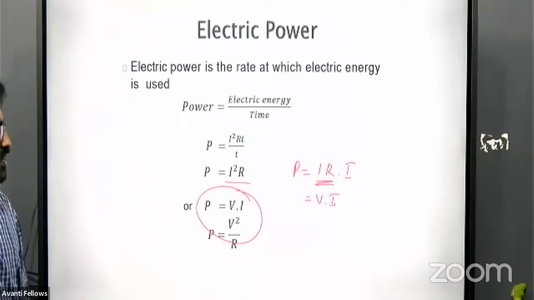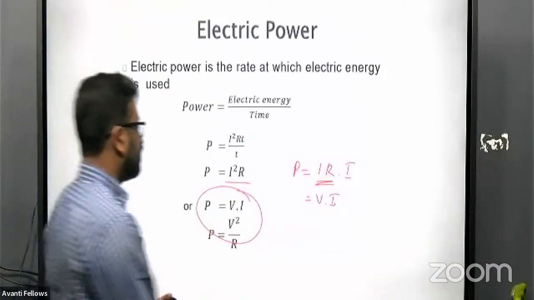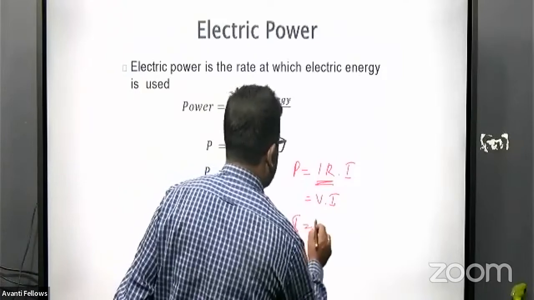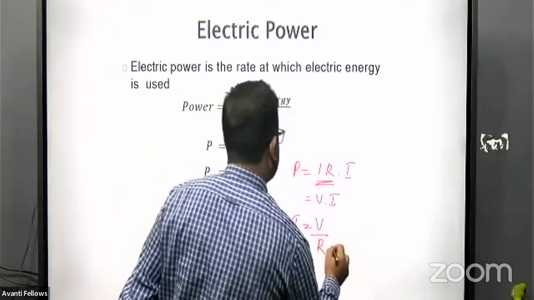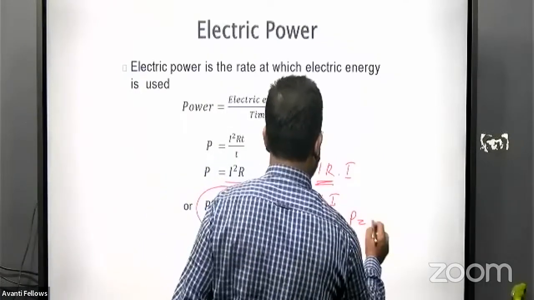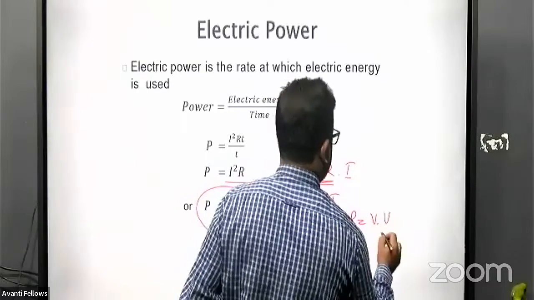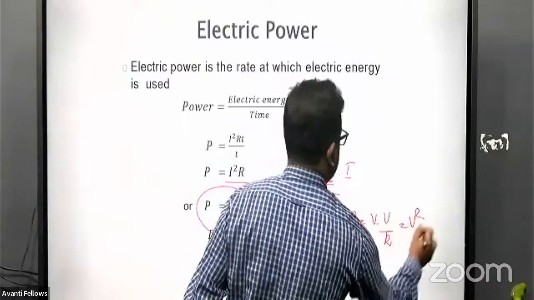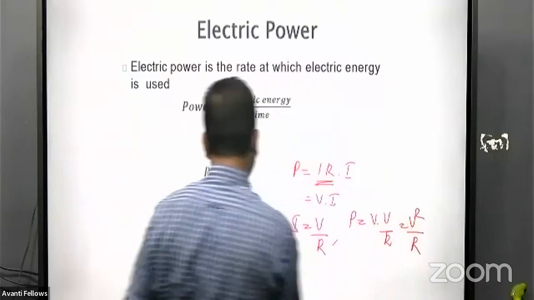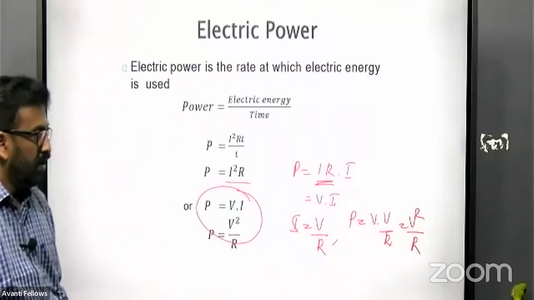Or we can write it as V square by R. Instead, we can write I equals V by R. So power equals V into V by R. It is V square by R. You can write that also as V square by R.